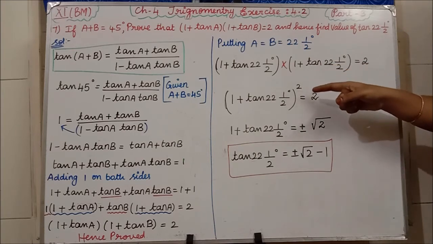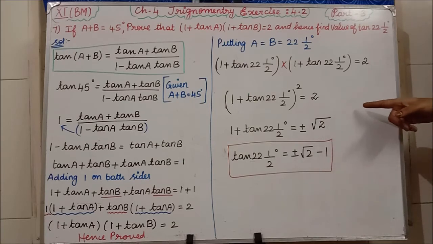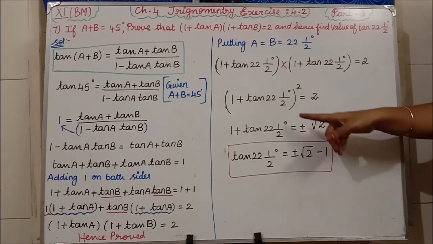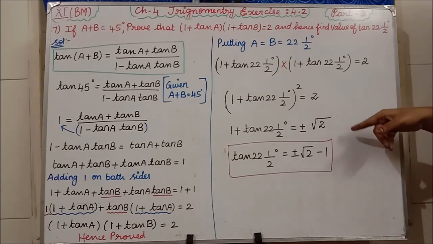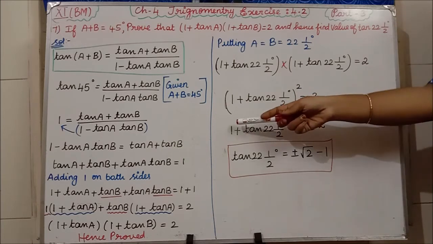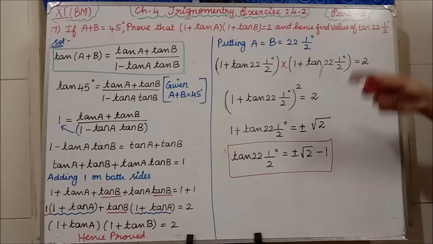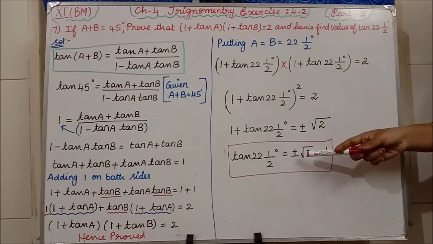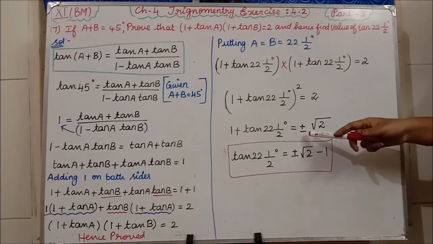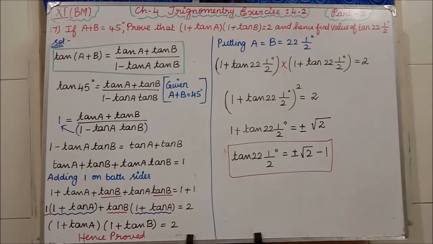Now the next step, we need only tan 22.5 degree. We don't need this whole square. So if this square goes to the other side, it will become a square root. So for square root of 2, plus or minus root 2 I have written. In the question, we have to find tan 22.5 degree. The plus 1, if it comes to this side, will become minus 1. So tan 22.5 degree is equal to plus or minus root 2 minus 1. That is the answer. Is the 7th question clear to all of you?